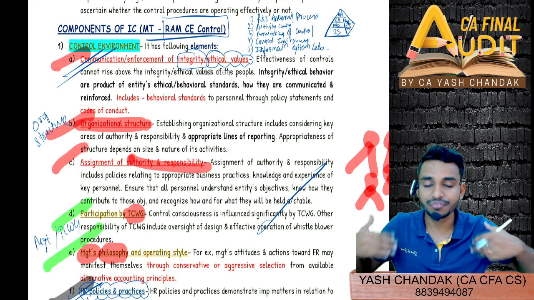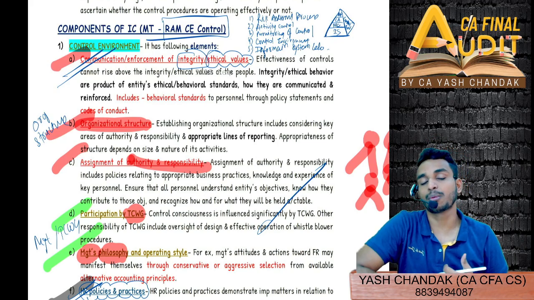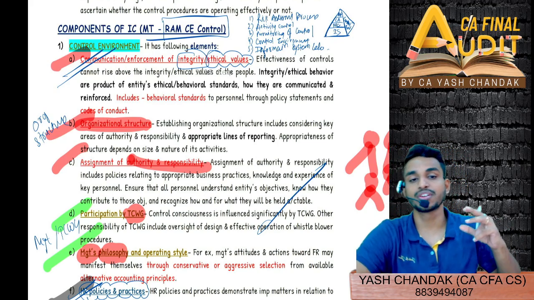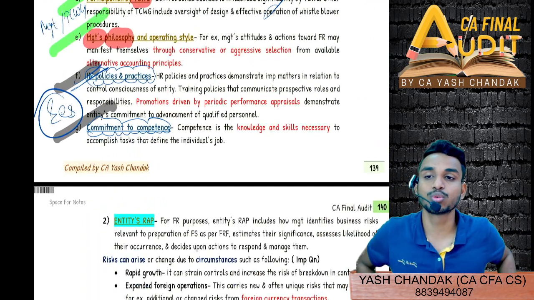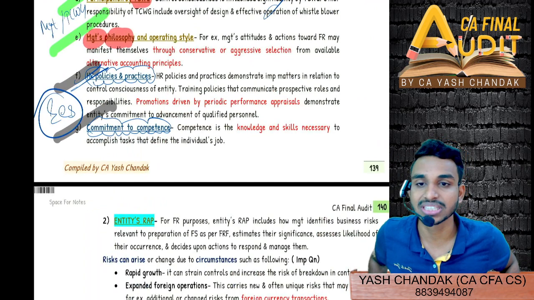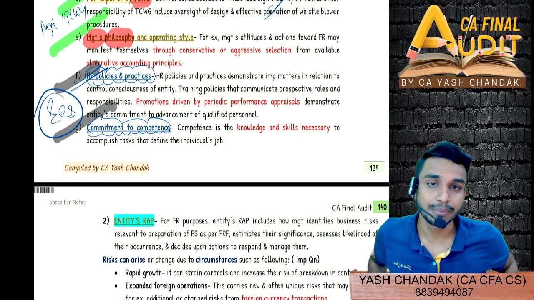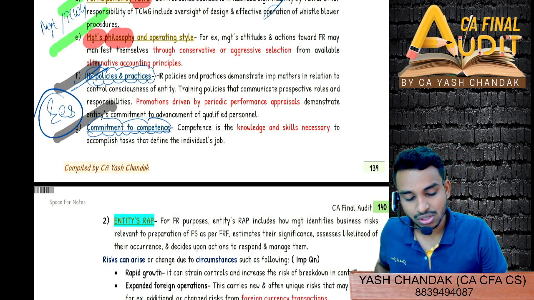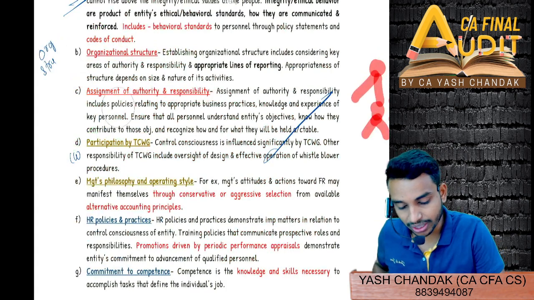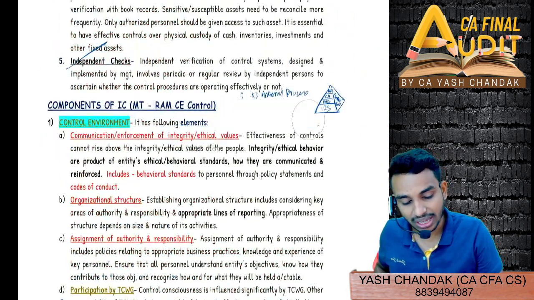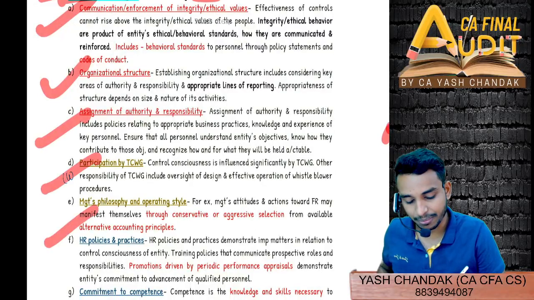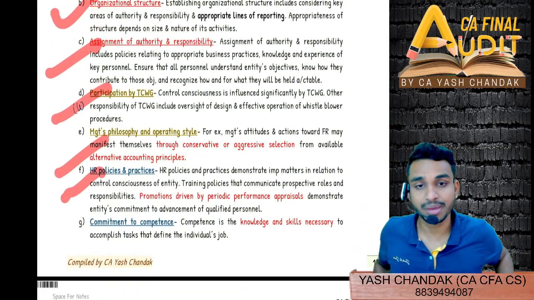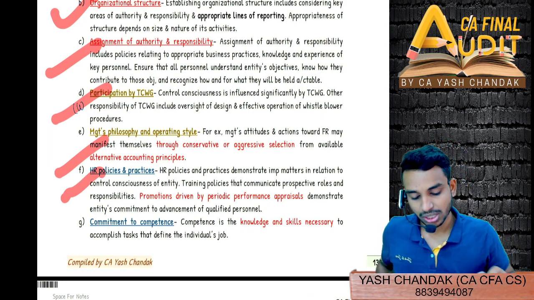Similarly, management: what is the philosophy of the management and what is their operating style? Is it aggressive, is it conservative, what is the philosophy, are they believers in something or the other, right? And then lastly, with respect to employees, one was HR policies, and the other was commitment to competence. This is an important question, I would say, not yet asked, which can directly give you elements of control environment. In each point there is one para. Remember that I've just summarized it in SM; there would be much more lines given to you in the study material.